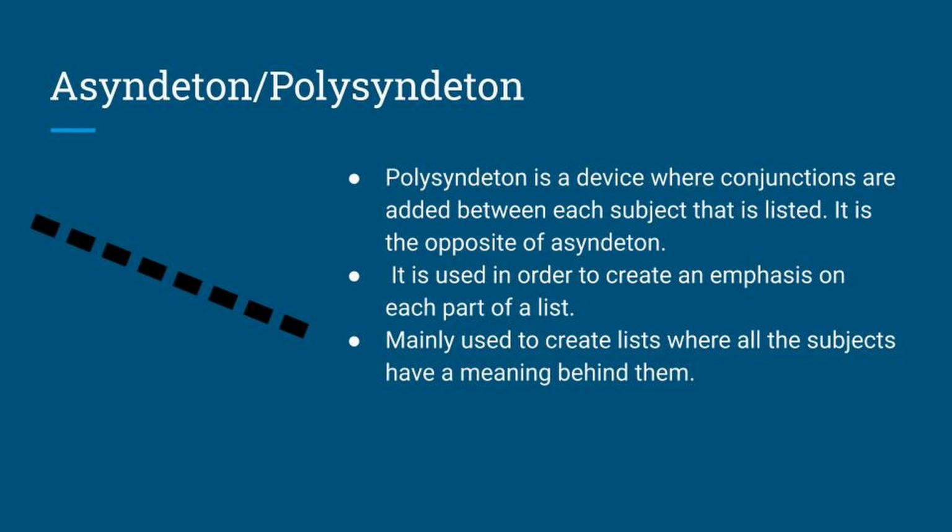Polysyndeton is a device where conjunctions are added between each subject that is listed. It's the exact opposite of an asyndeton. You want to have the conjunction "and" in between each subject in order to emphasize the meaning of each one. It's mainly used to create lists where all the subjects have a meaning behind them.